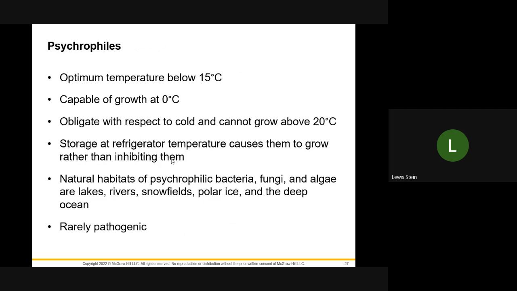So you're going to see psychrophiles are a little bit different. These do not grow that well in the refrigerator. They are found in lakes, rivers, snowfields, the polar ice cap, the deep ocean, very, very cold places. They typically are not pathogens. That's the first category.